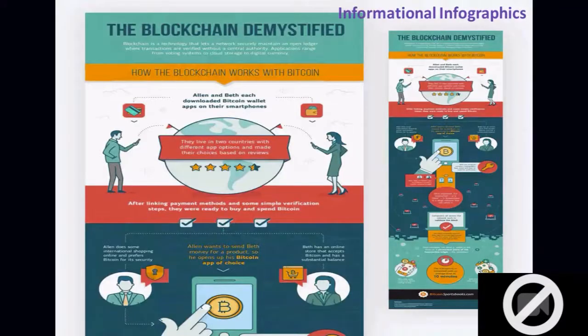And the next one is informational graphics. Informational infographics use a mix of text and visual elements to explain or simplify a topic or guide readers through a series of steps.